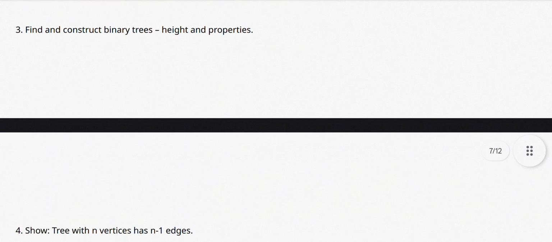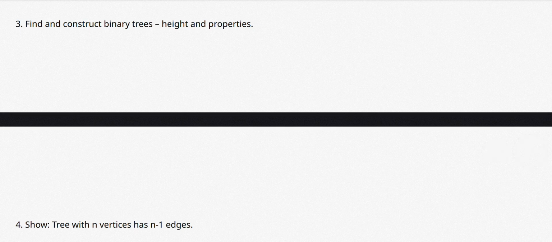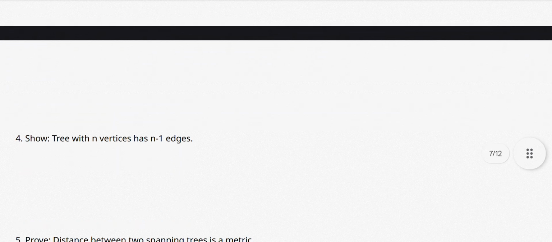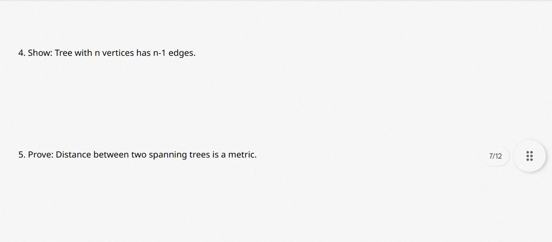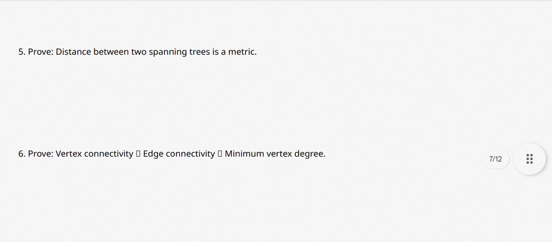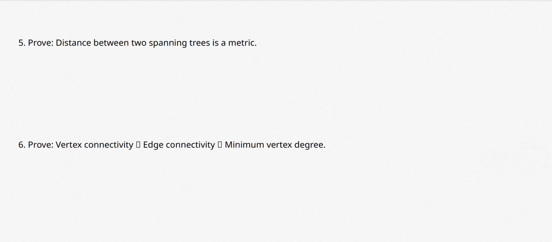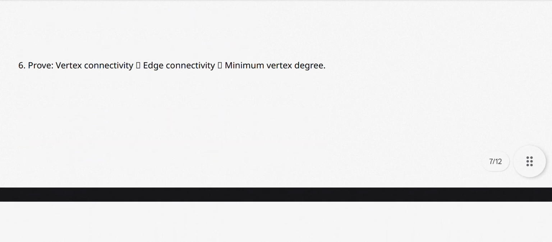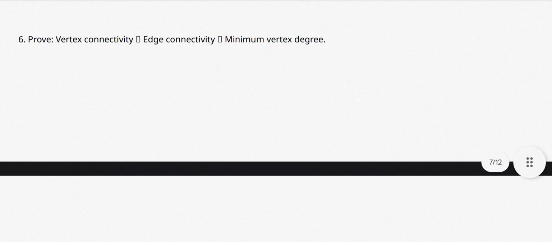Third question, find and construct binary trees, height and properties. Fourth topic, show that a tree with n vertices has n minus 1 edges. About these topics only, related problems you have to do. Next, fifth question, prove that distance between two spanning trees is a metric. Prove vertex connectivity, edge connectivity and minimum vertex degree.